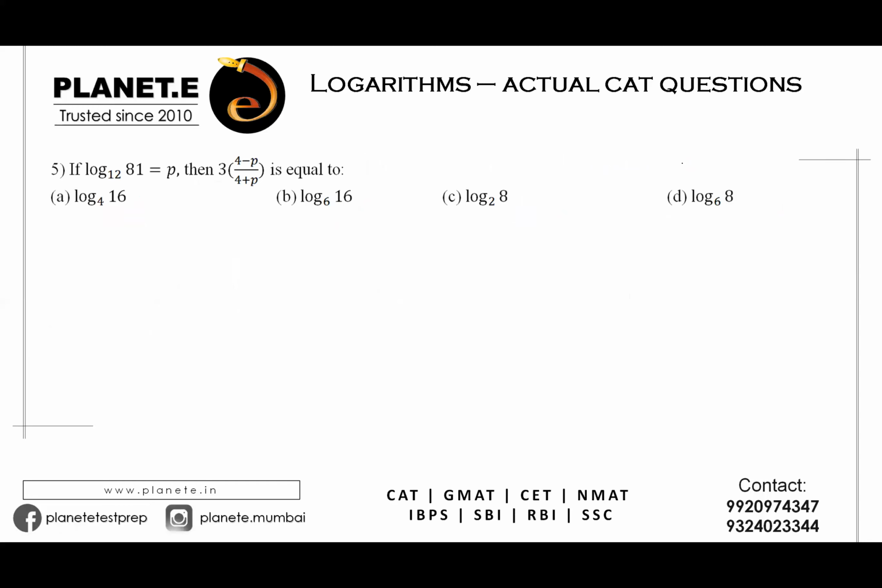So the question says log 81 base 12 equals p, right? Then 3 into (4 minus p) upon (4 plus p) will be equal to how much? This is what your question is asking.